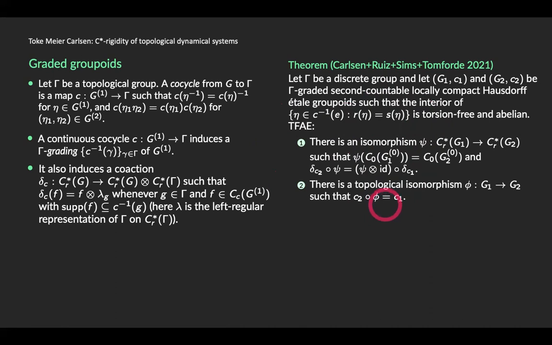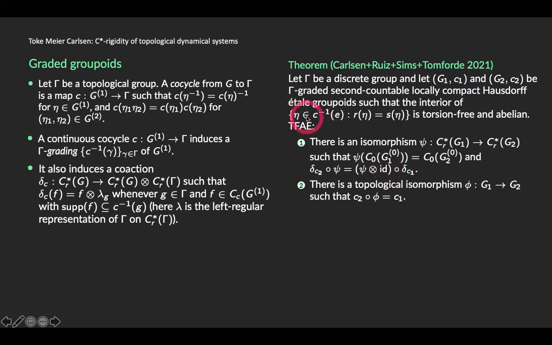Maybe just two minutes where I talk a little bit about the condition here. First of all, you're allowed to take gamma to be the trivial group. In that case, the grading is just trivial. So that means that this result also covers the non-graded setting. If you drop the grading on the groupoids and drop the coactions here, then the result still holds.